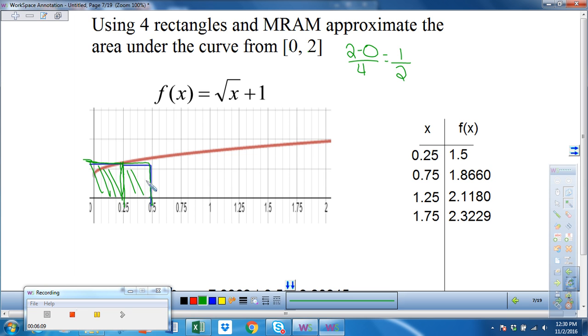Notice that some of it is under the curve, some of it is over the curve, so it's a little bit more accurate. And since I hit the function at 0.25, I evaluate 0.25, and I get 1.5. I'll probably just use the calculator. And then again, for my second, I need the midpoint between 0.5 and 1, which is 0.75.